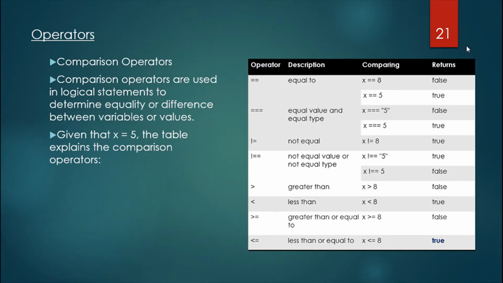Next is greater than. X is greater than 8, no, that is false. X is 5, so it should not be greater than 8. X is less than 8, that's true. X is greater than or equal to 8, no, x is 5, so it is not greater than or equal to 8, that is false. And in this case, less than or equal to, 5 is less than or equal to 8, yes, that is true.